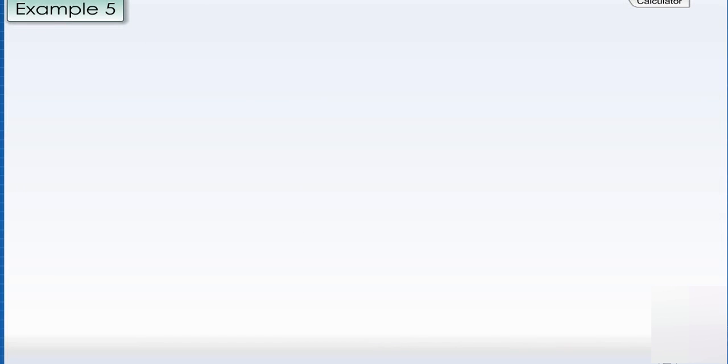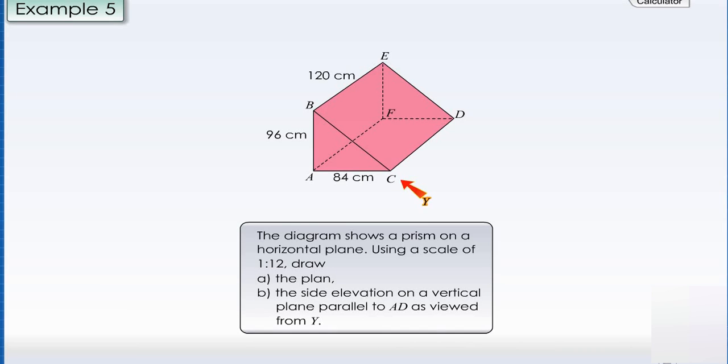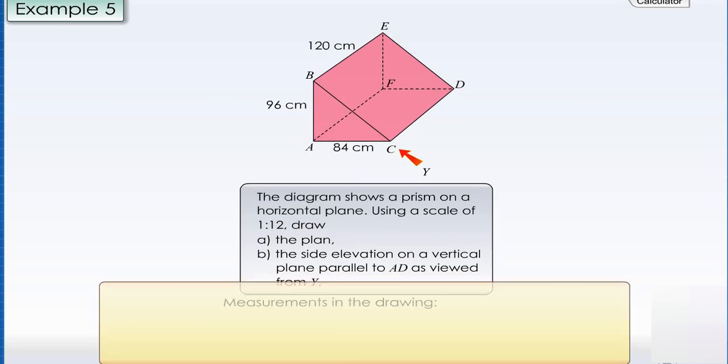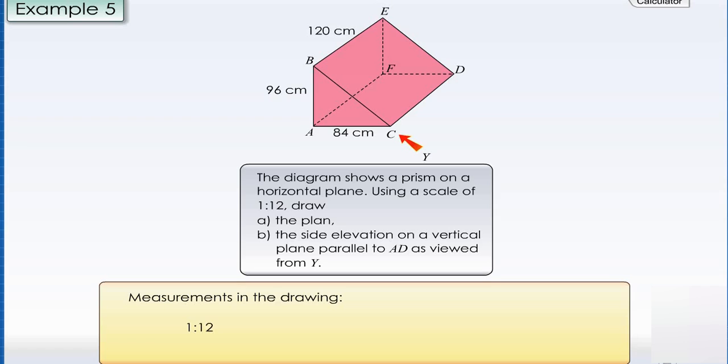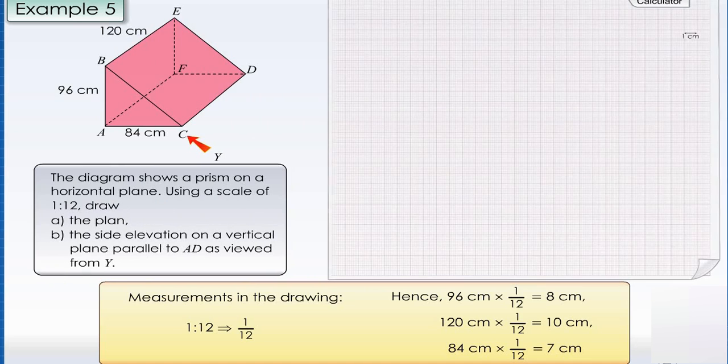Example 5. We have another prism here on a horizontal plane. We are only asked to draw the plan and the side elevation. Only this time, the side elevation is on a vertical plane, parallel to the diagonal, AD. The scale or ratio given is 1 to 12, which is equivalent to 1 over 12. Hence, multiply each measurement on the object by 1 over 12, and we get the measurements for our plan and elevation. We will draw the plan first.